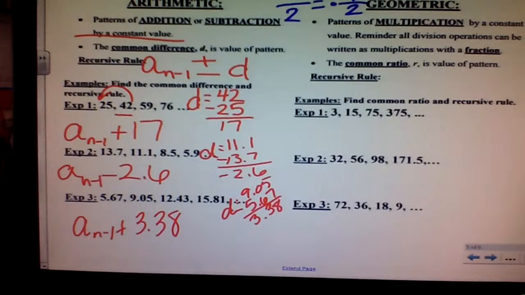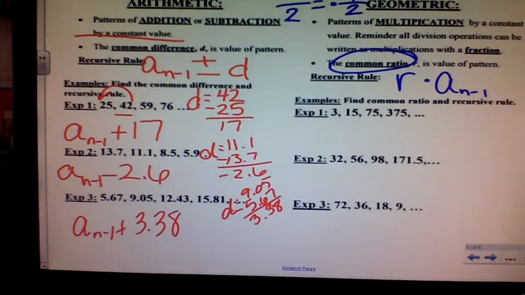Because we multiply by a fraction, they now call this the common ratio. So my D value has become an R value. So my recursive rule is always R times A sub n minus 1. Whatever my common ratio is, times the previous term. Okay, I wrote it like that. I just wrote it backwards. A sub n minus 1 times R, you're right. Same thing.